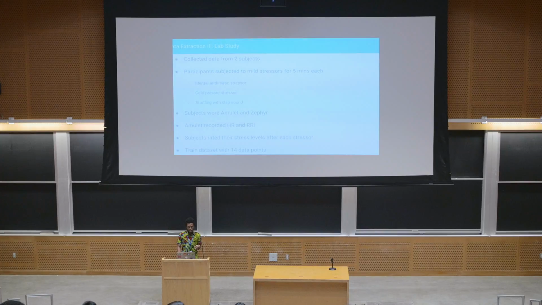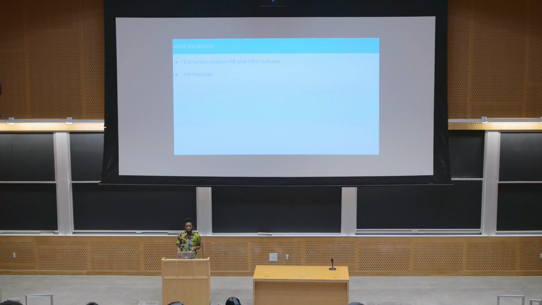I also ran a lab study, which again was approved by Dartmouth's Institutional Review Board. I collected data from 2 subjects, and the subjects were subjected to 3 stresses. So they were asked to do mental arithmetic, plunge their hand into cold water, and were startled with a clap sound. And again, the Amulet and the Zephyr collected various data, and they also rated their stress level, which was used for the machine learning.